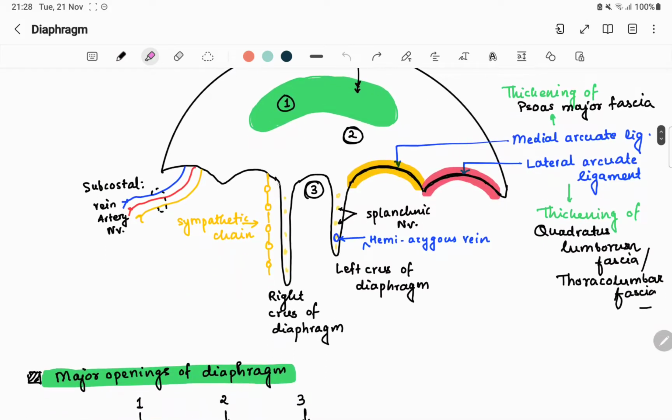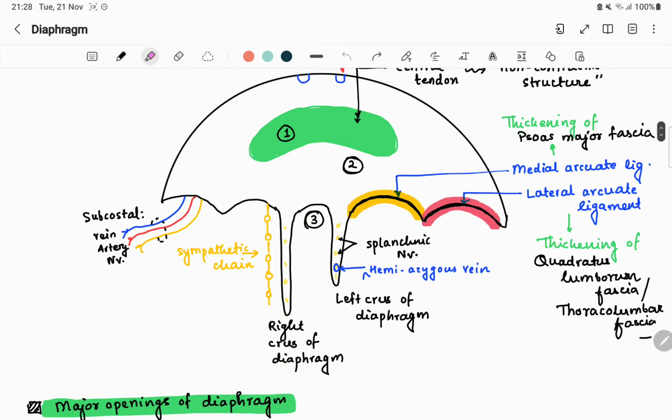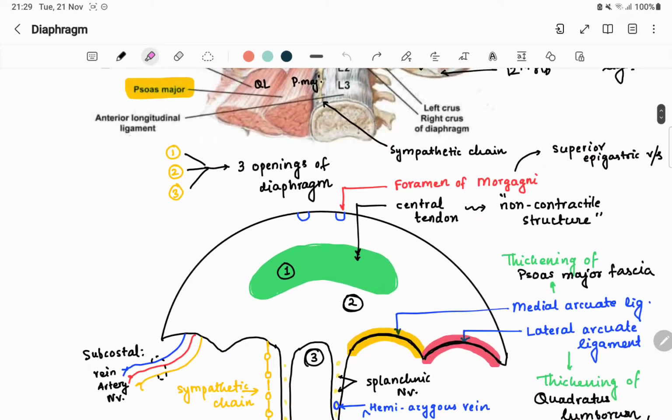And then we have the right crus of diaphragm and the left crus of diaphragm. The right crus is a bit longer than the left crus. And we have the sympathetic chain that is running parallel to the right crus of diaphragm. And we have the splanchnic nerves that are arising from here, and the hemiazygos vein that is arising from the left crus. So this was overall the gross structure of your diaphragm.